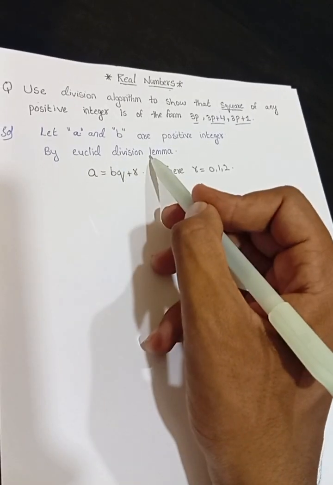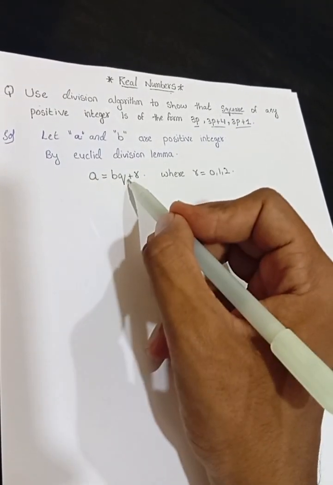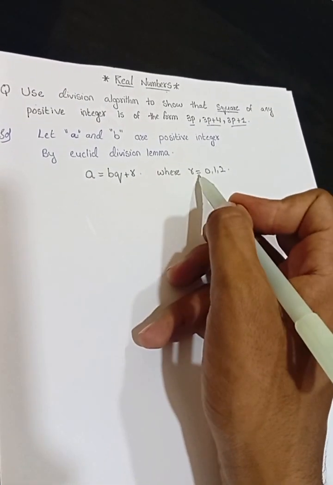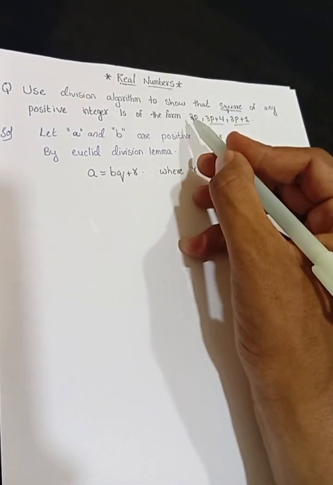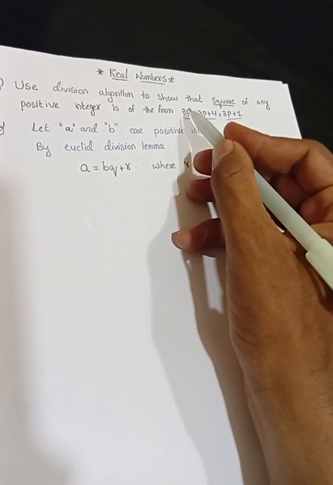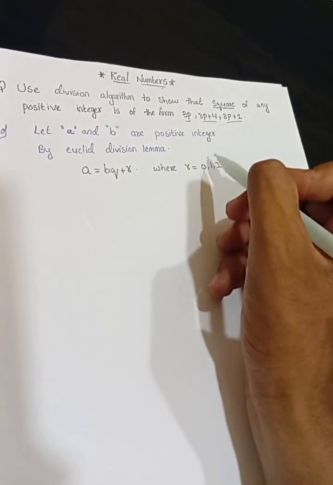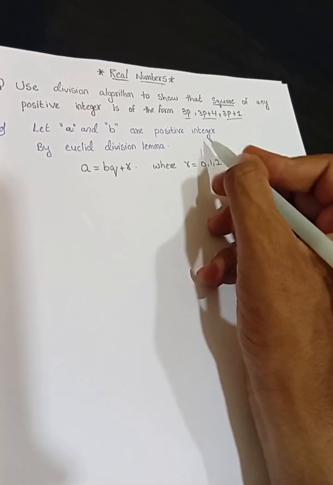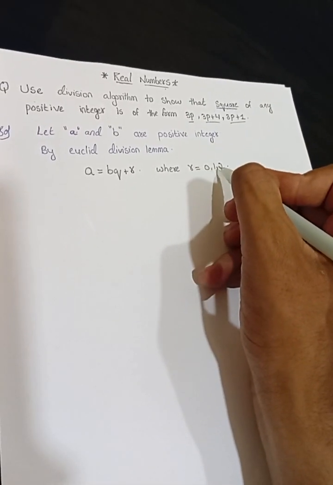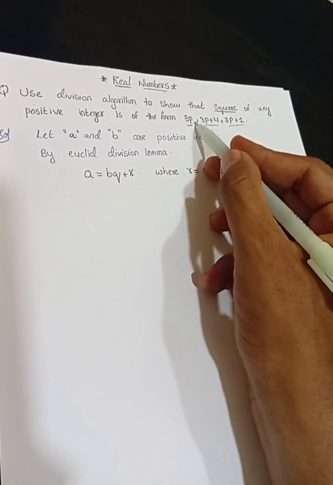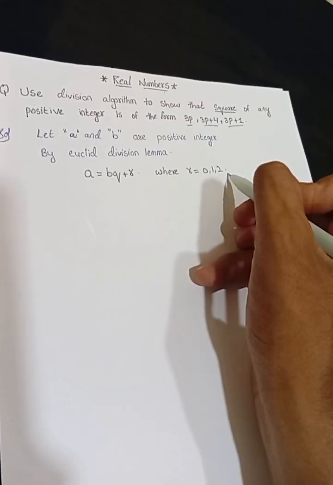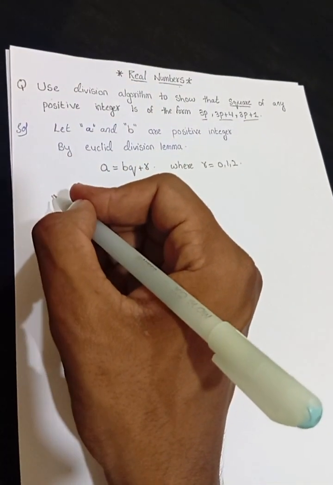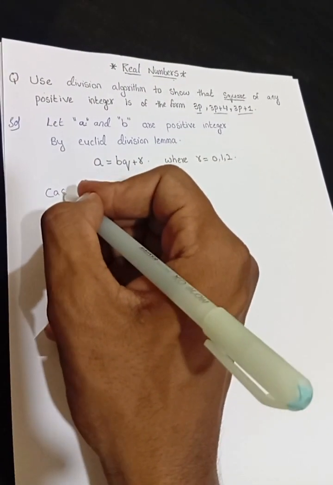By Euclid division lemma, we know that a is equal to bq plus r, where r is equal to 0, 1, 2. Why are we taking r equal to 0, 1, 2? In the question we have to prove 3p. So if it is 3, you have to take r value less than 3, so it is 0, 1, 2. If you are getting 4p, you have to take r value 0, 1, 2, 3. So how to start? First write case 1.